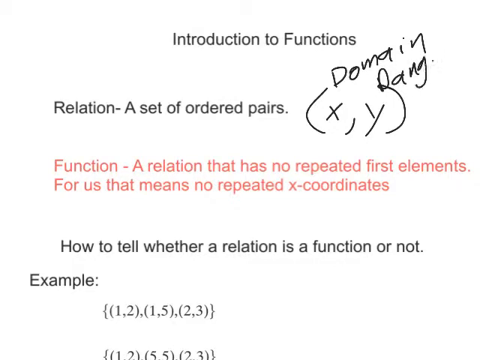So if you talk in terms of the domain or range of a particular function, the domain of that function is the set of all x's that work for that particular equation, and the range is the set of all y's that work for that particular equation. Okay? Now, the definition of the function: a relation that has no repeated first elements. Okay? So the first element for us here is the x. So our functions will have no repeated x coordinates. Okay? That's the basics of that.